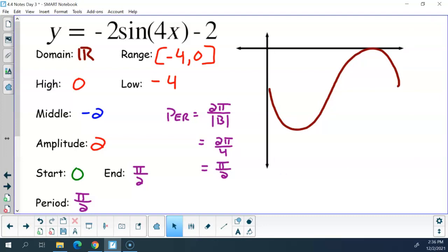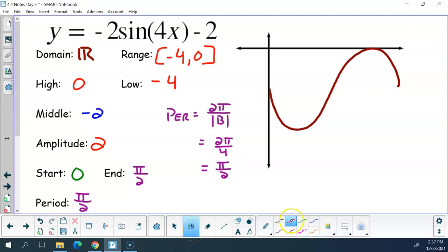Here's my vertical axis. Now I just got to go through and say, well, it went down to -4. The middle was at -2. And the high was at 0. I started at 0. I ended at pi over 2.